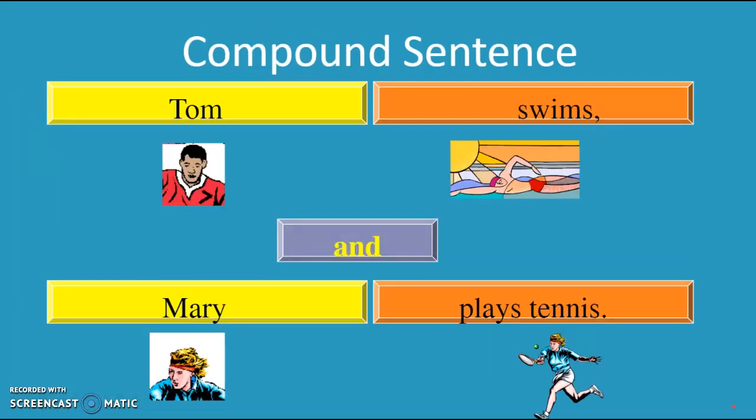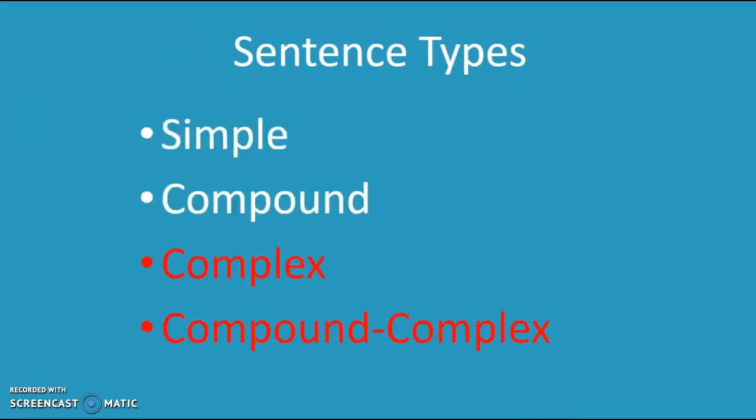Next, we learned about compound sentences. So we have 2 simple sentences joined together with a conjunction. Tom swims. What's the sentence about? Tom. What's he doing? Swimming. Joined together with a conjunction and then another sentence. Mary plays tennis. Subject, predicate. So, a simple sentence is one subject, one predicate. A compound sentence is 2 simple sentences joined together with a conjunction. Now, these are the 4 types. Today we're going to jump into the last 2, complex and compound complex.